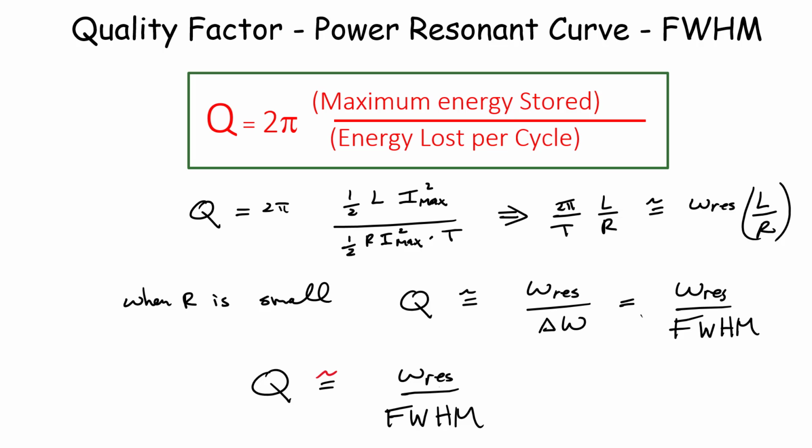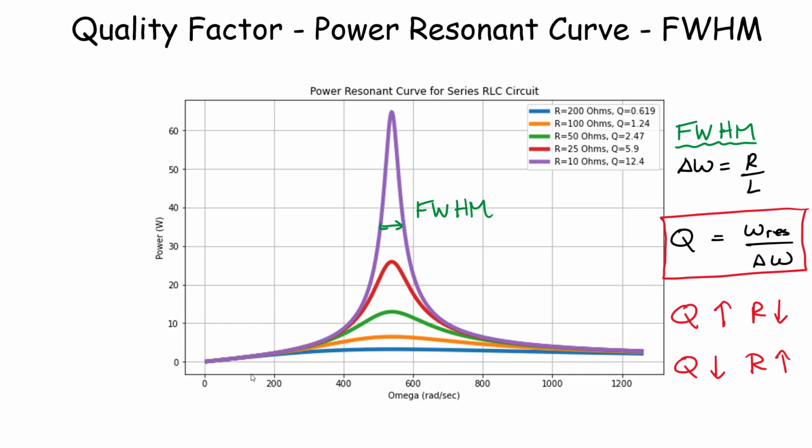So let's have a look now at the quality factor for some of those previous curves that I showed you. Again, you just substitute the value of the resonant frequency here, and then you divide by delta omega, which was simply R over L. All right, so this is what it looks like at the end. I have 5 of these curves shown for different resistance values: 200, 100, 50, 25, and 10. And I've calculated the quality factor for each one, using this approximate definition, the resonant frequency divided by delta omega.